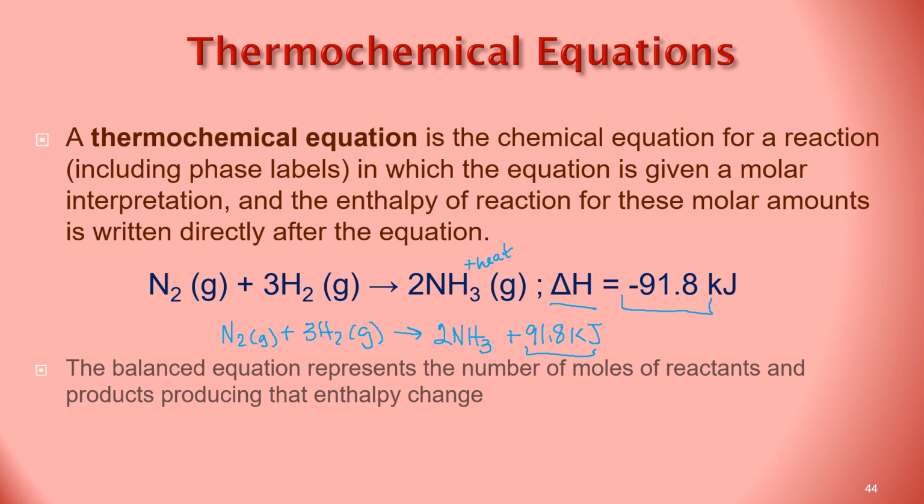So if we have our coefficients, we know that 1 mole of nitrogen always reacts with 3 moles of hydrogen. 3 moles of hydrogen are required to give me 2 moles of NH3, and now we know also that to react 1 mole of nitrogen with 3 moles of hydrogen, we are given off 91.8 kilojoules of heat. So it's just another layer in our equations.